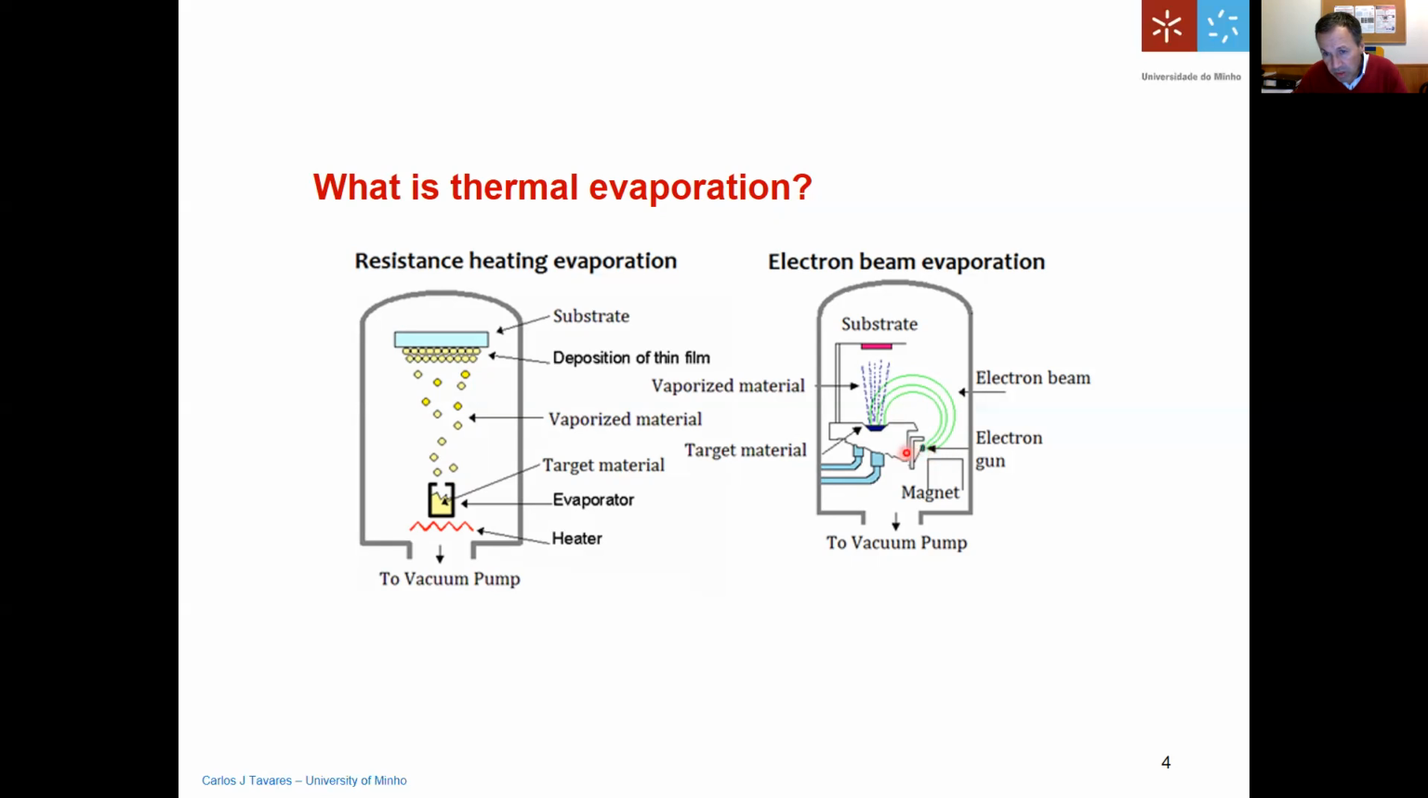And so since the magnetic force is perpendicular to the plane created by the velocity of the electrons and the magnetic field, the electrons will describe this circular trajectory and will impinge here on the crucible and will heat up the source. I will show you a small video later on which will elucidate this process much better.